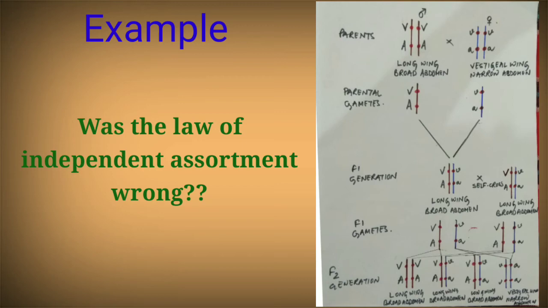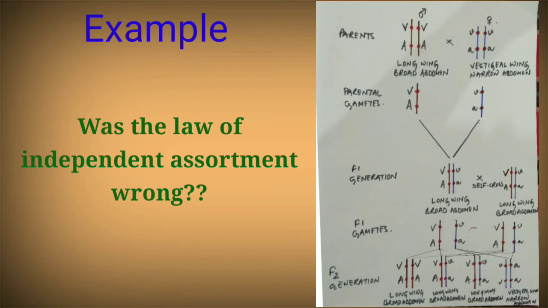50% of the gametes bear long wing and broad abdomen genes, and 50% of the gametes bear vestigial wing and narrow abdomen genes in the F1 generation. So here there is a difference of opinion between these two scientists, Mendel and T.H. Morgan. But Mendel was also not wrong, and T.H. Morgan was also not wrong.